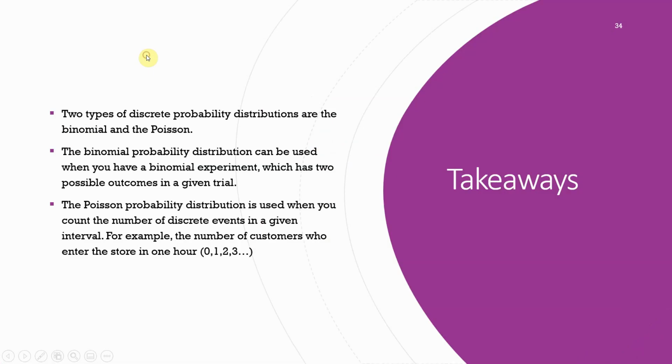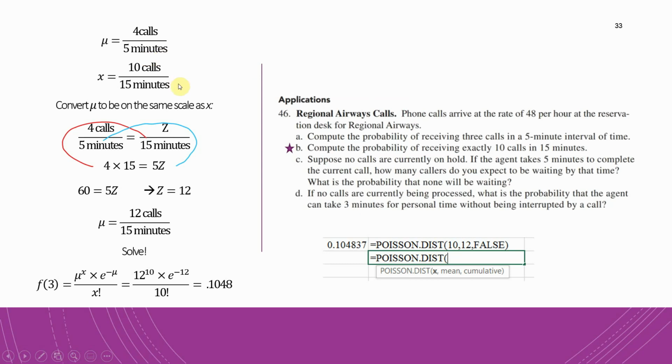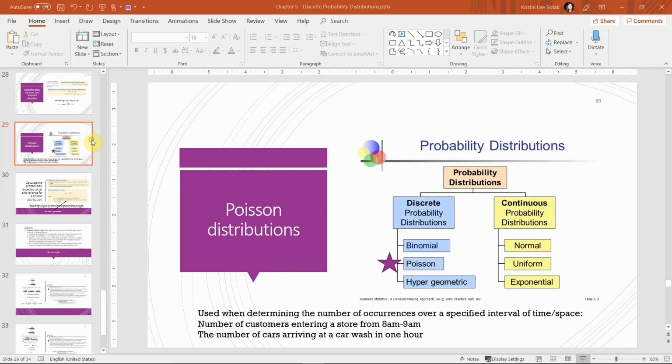So now we have to convert this mu to be on the 15-minute scale. The good news is they're both in minutes. They're just in a different number of minutes. So going back to basic math, here we have our mu, 4 calls per 5 minutes, but we want to convert it to be on the scale of 15 minutes. So I think hopefully you remember how to solve for this.